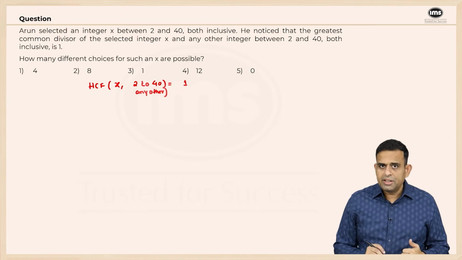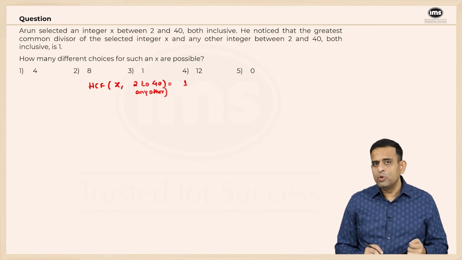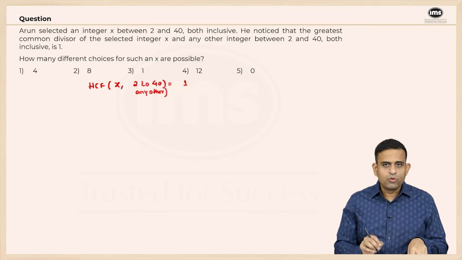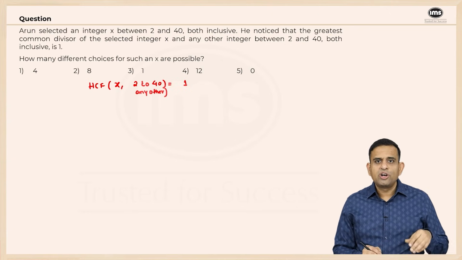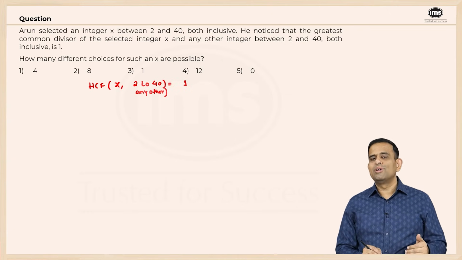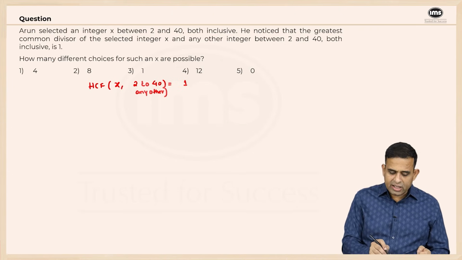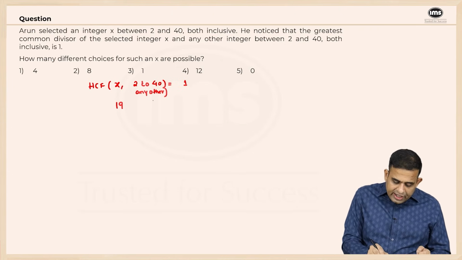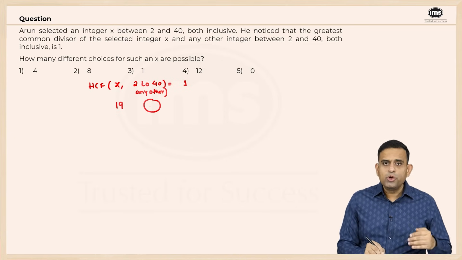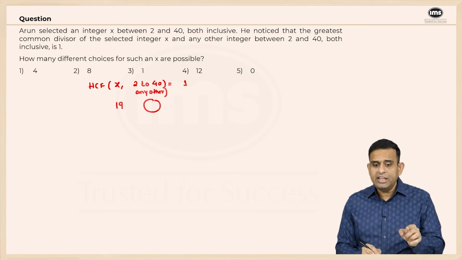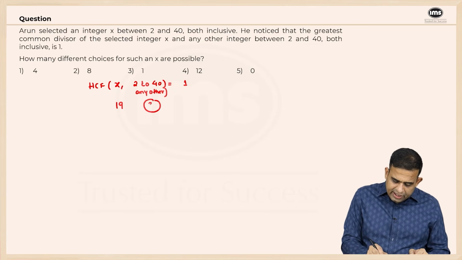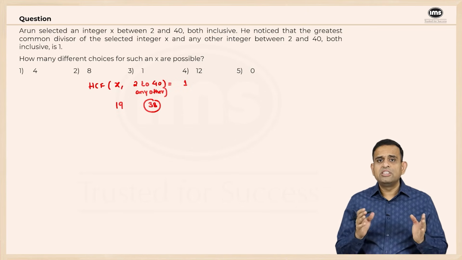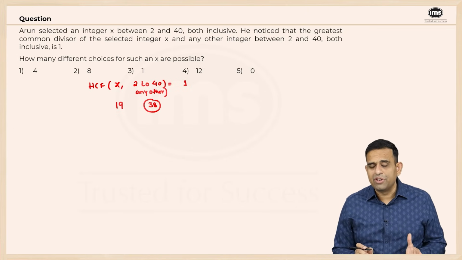So how do we think about it? It has to be something to do with a prime number for sure. But the point is, we should look for those prime numbers which are more than half of the number 40. Reason being, if I think about the number x as 19, then we can take a number which is a multiple of 19, like 38. So 19 and 38 are going to have an HCF of 19 and not 1.